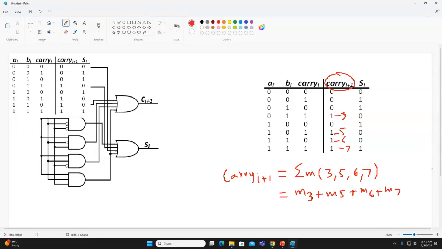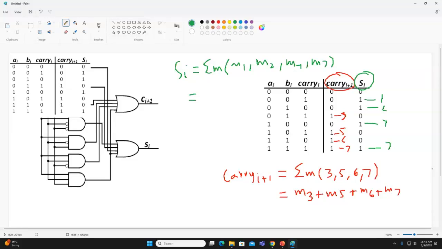Any question? Okay. Now I'm using a green color for Si. What is Si now? 1, 2, 4, and 7. M1, M2, M4, and M7. Am I right? So can we write M1 plus M2 plus M4 plus M7? Any question?